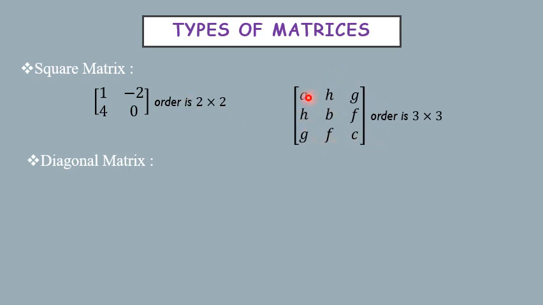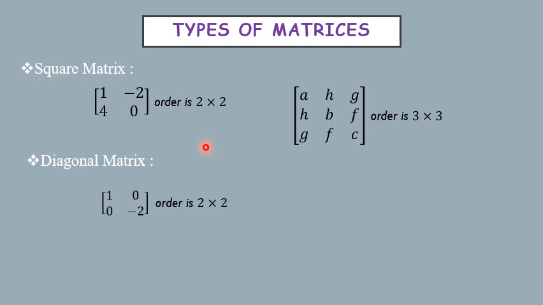Here A, B, C are called diagonal elements of the square matrix. And the remaining elements A, G, F or H, G, F are called non-diagonal elements. Here 1 and 0 are diagonal elements and minus 2 and 4 are non-diagonal elements. So diagonal matrix: in a square matrix, when non-diagonal elements are 0, then such a matrix is called a diagonal matrix.